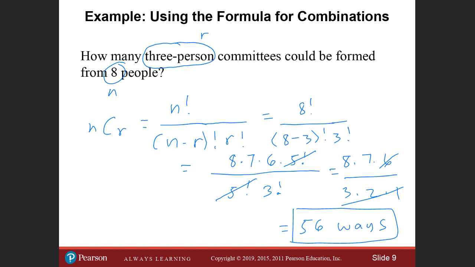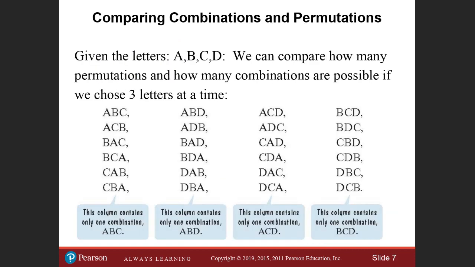Let's have the comparison between combination and permutation using an example. So if you apply permutation here, our n here is 4. Then we have to choose 3 letters. So 3 letters would be our r. r is 3.